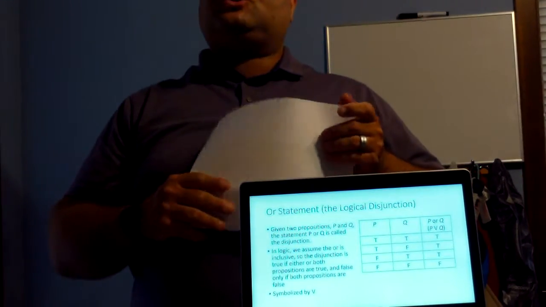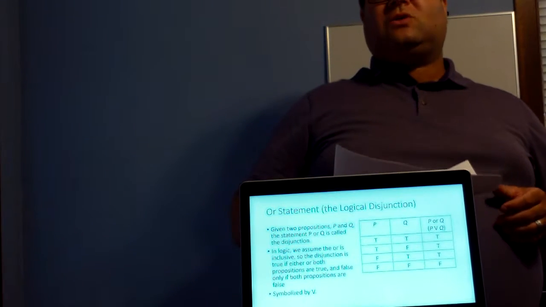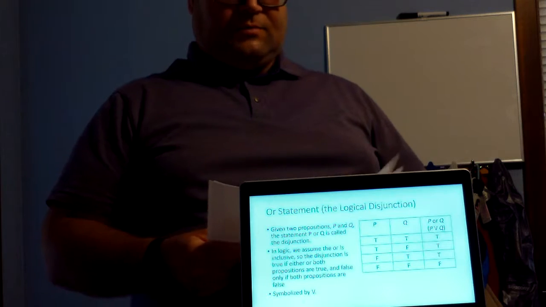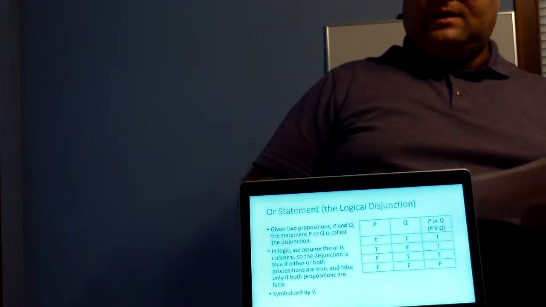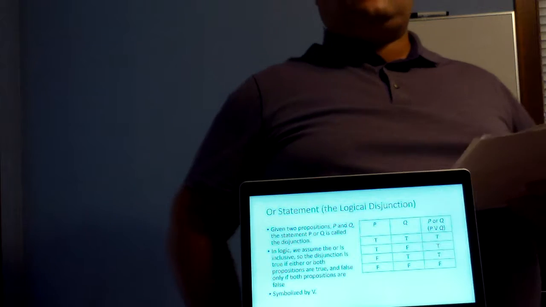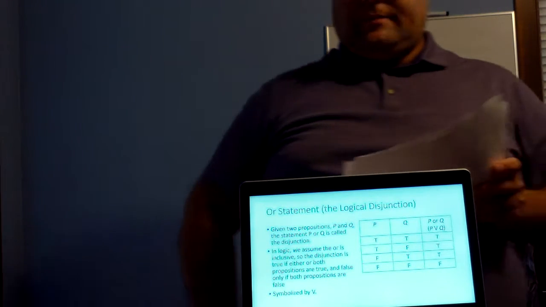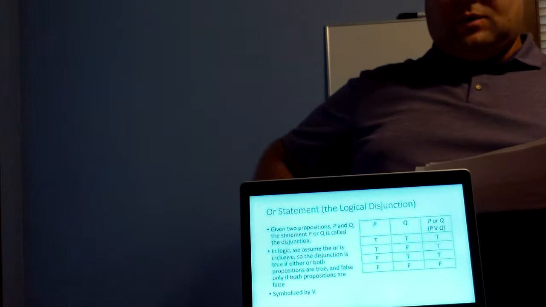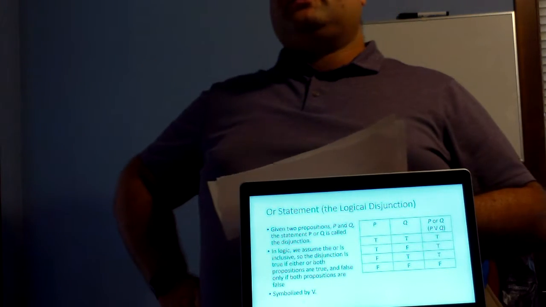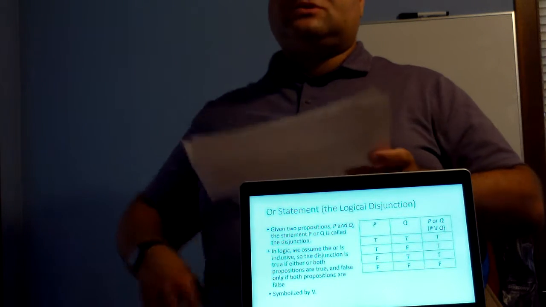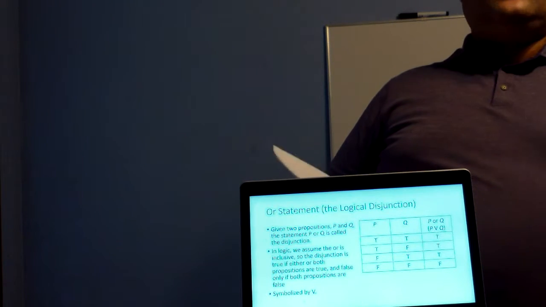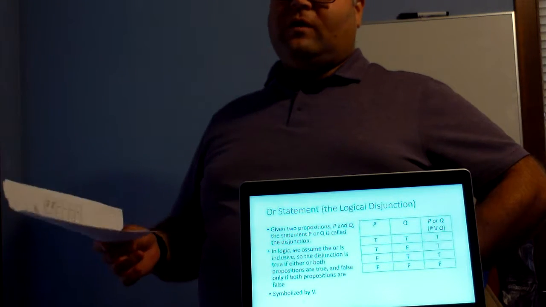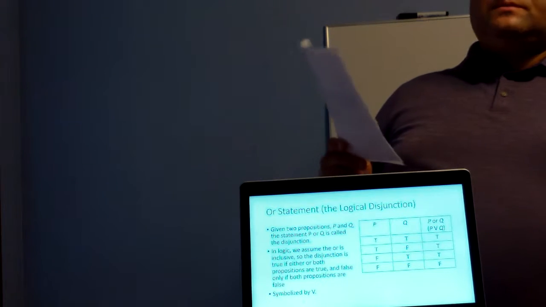Or is true as long as at least one of our propositions is true. So if we have P and Q again, P or Q gives us a true. True or true gives us true. True or false also gives us true. False or true gives us true. But false or false gives us false.